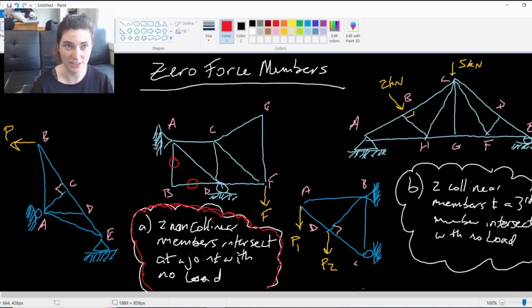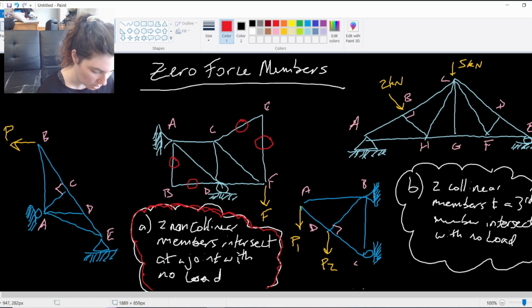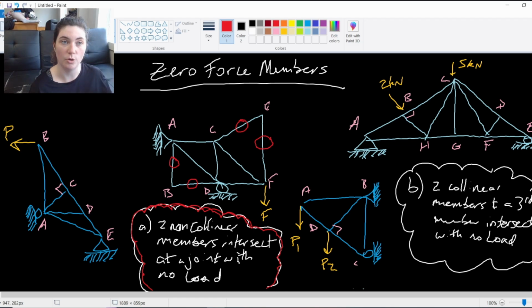And again in this truss, we can see CE and CF are two members that intersect, and there is no load on the joint between them, no load on this joint E here. Because of that, both of them are going to be zero force members. So immediately we can eliminate them from our math and from our thinking about this truss.